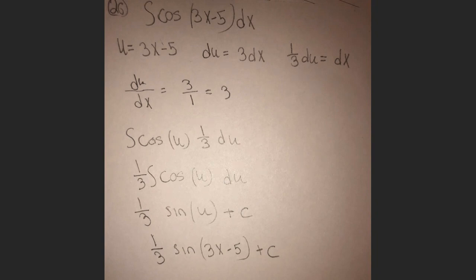The integral of cosine u is sine u. So 1/3 sine u plus c. And then I replaced u with 3x minus 5. So 1/3 sine 3x minus 5 plus c. And that's it really.